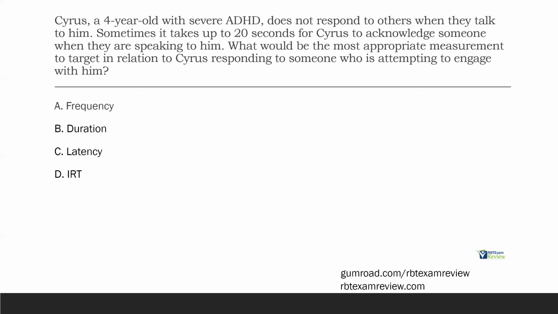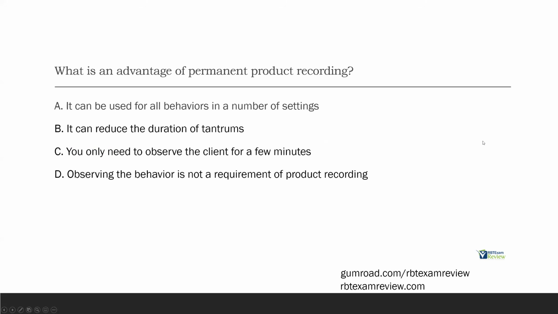So there's a very specific type of measurement for that, and that is latency. Latency is the time between the SD and the response. And then inter-response time, of course, is the time in between 2 responses. So if we were measuring the time from Cyrus's first response to a second response, we might use IRT, but we are measuring the time from the SD, which is the person talking to Cyrus, to the response, which is Cyrus actually responding. So our answer here is C, latency.